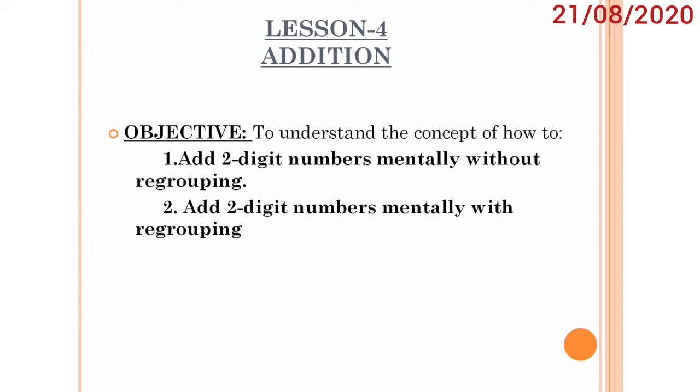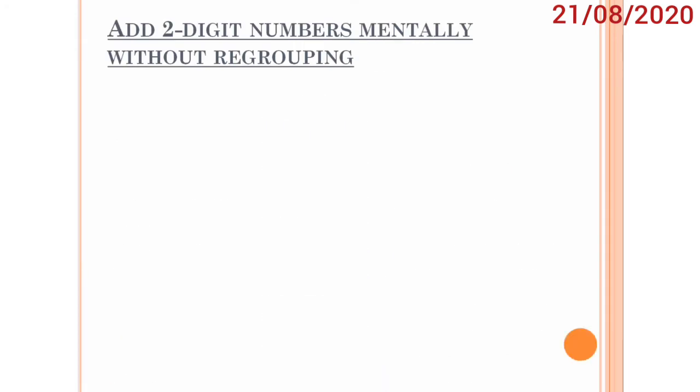Alright, now let's start today's topic. The first topic we will start will be add two-digit numbers mentally without regrouping. Alright, try to understand this topic with the help of an example. So the first example, add mentally 31 and 22.